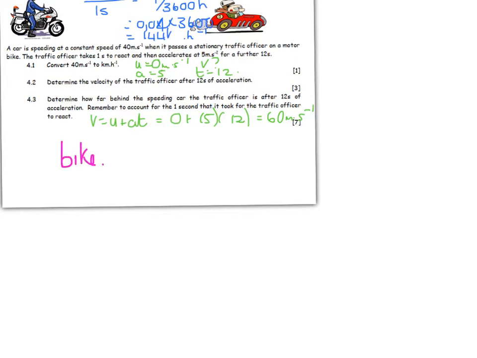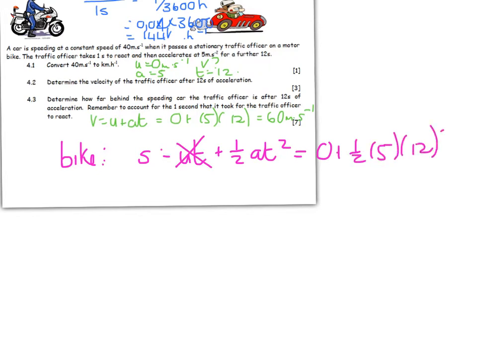He's going to go at, distance is going to be 0t plus a half AT squared, and it turns out to be 0 because he started from 0, plus a half of 5 times 12 squared, and that is a total of 360 meters that he has covered in the time. What about the car?